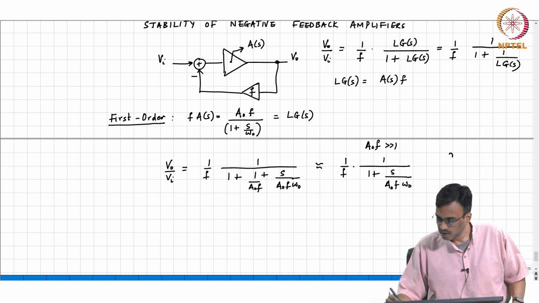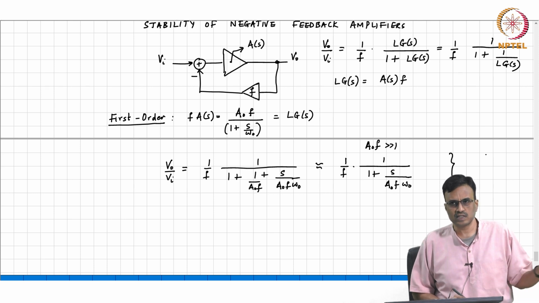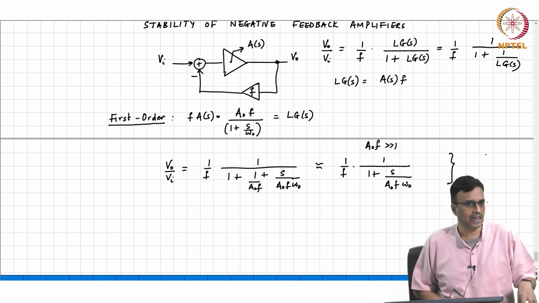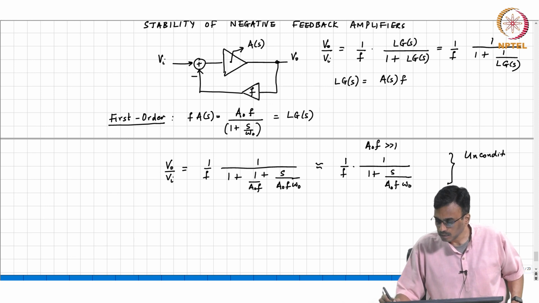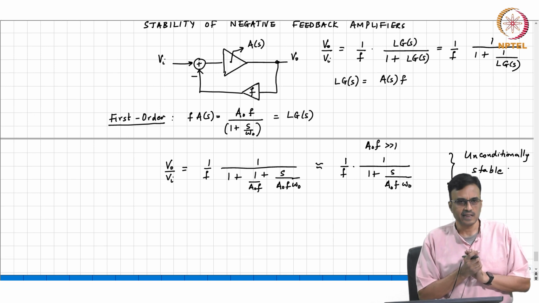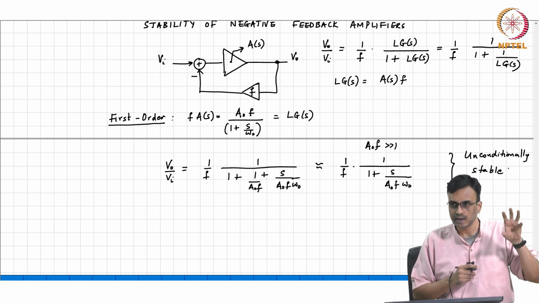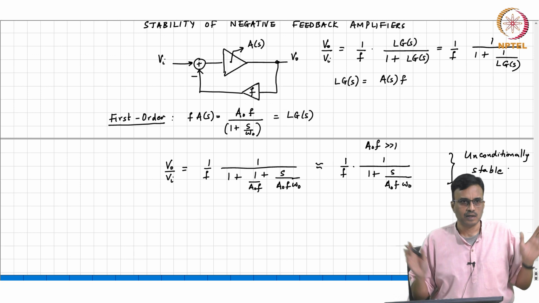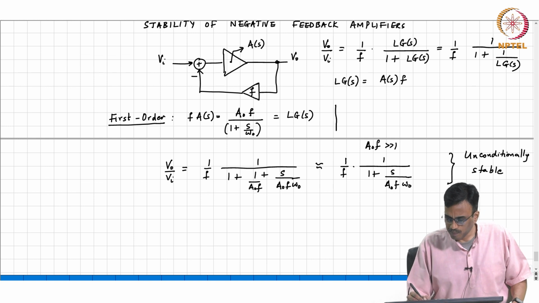So this is stable, and is it only stable for some particular values of A naught F, or is it stable for all values of A naught F as long as the sign of A naught F is positive? It is therefore called unconditionally stable, in the sense that if you have DC negative feedback, then regardless of the magnitude of the loop gain at DC, the system will be stable. Okay. So what is the bandwidth?